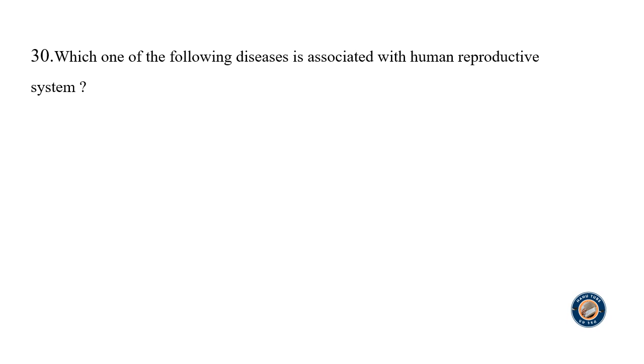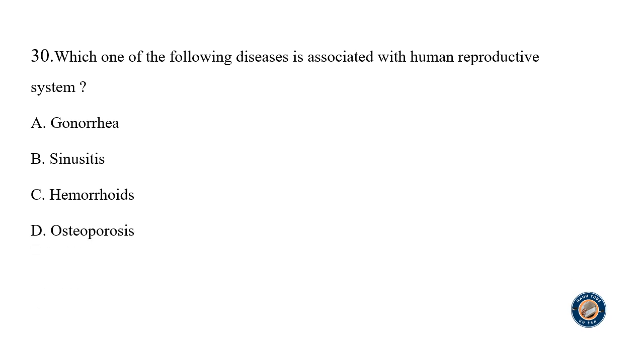Question number 30. Which one of the following disease is associated with human reproductive system? A. Gonorrhea. B. Sinusitis. C. Hemorrhoids. D. Osteoporosis.